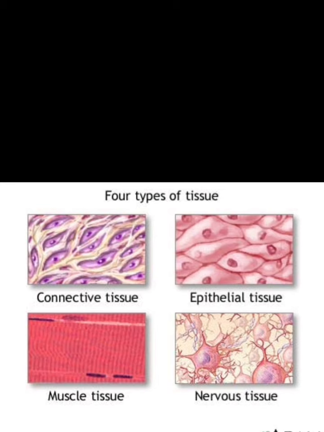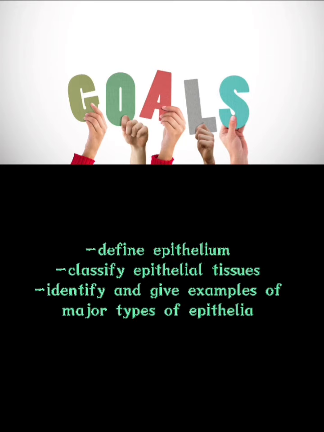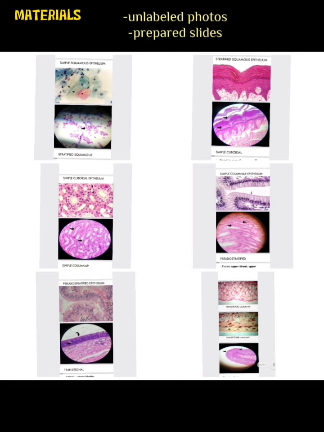So we have here the four basic tissues, which are the epithelial, the connective, the muscle, and the nerve. Our goals here are to identify epithelium, classify epithelial tissues, and identify and give examples of the major types of epithelia. The materials that we will be using are unlabeled photos of epithelial types, and we have also prepared slides.